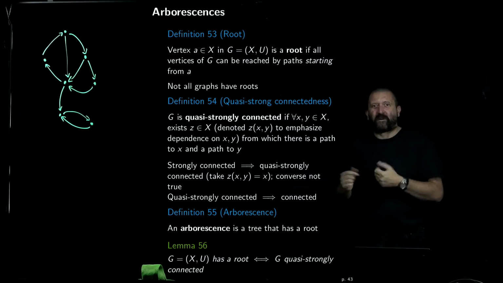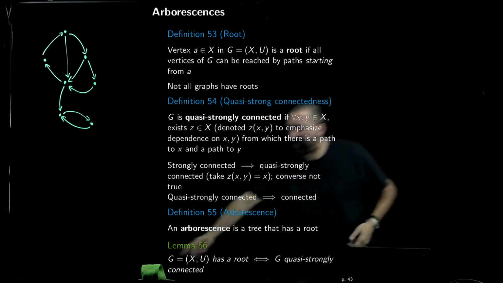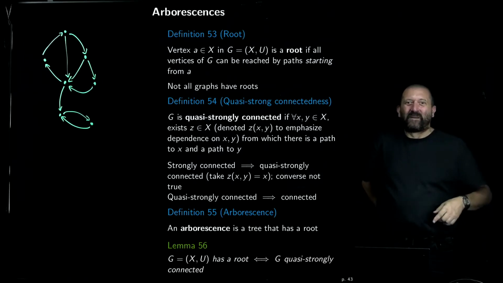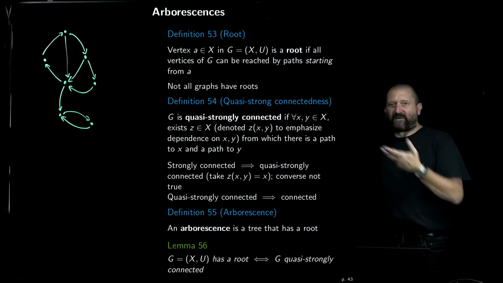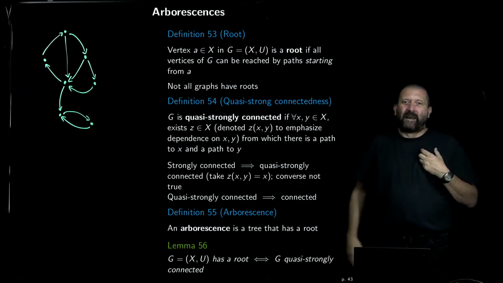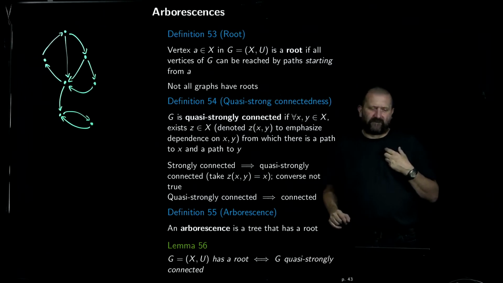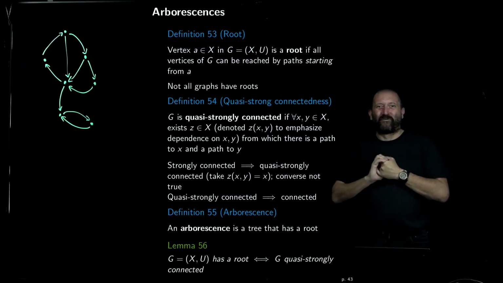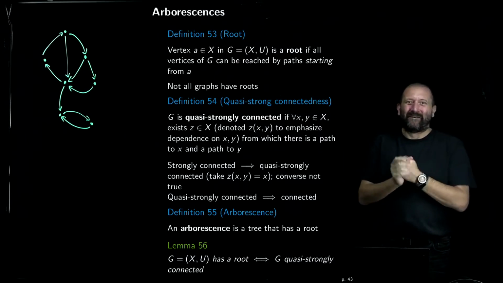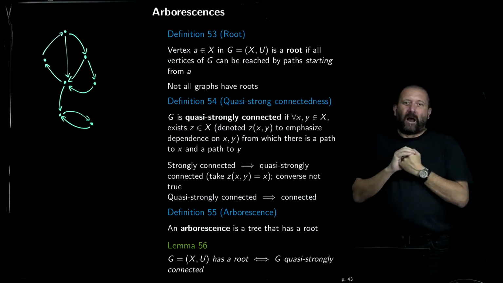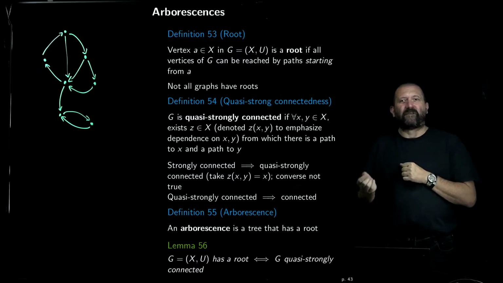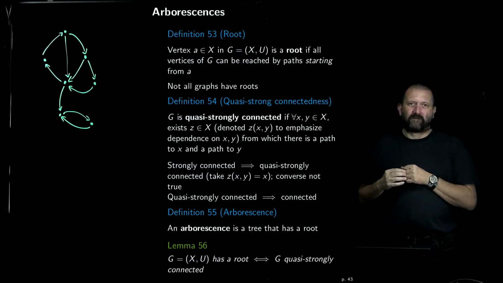Now, what's an arborescence? It's a tree that has a root. Whoops, I forgot to move that guy, and so now it's almost in the slides. So an arborescence is a tree in which you can find a root. Okay. And there's a lemma here that I don't believe I'm showing. I think I said there won't be any more proofs. We'll see if I'm lying, or if I've forgotten. Now, graph G has a root if and only if it's quasi-strongly connected. Okay.